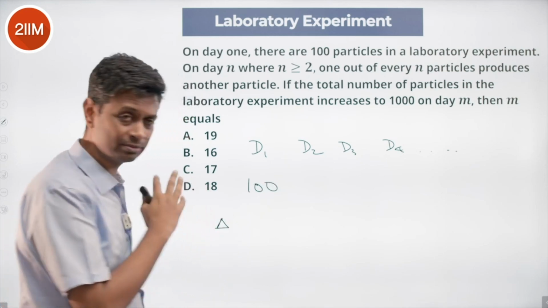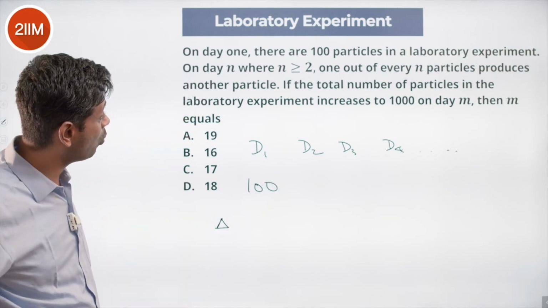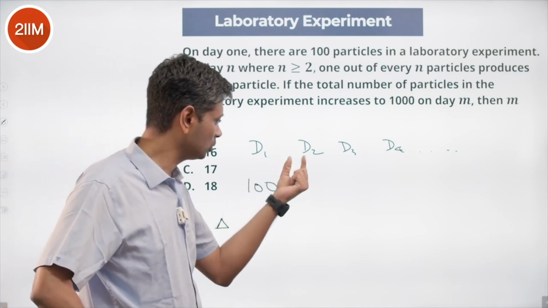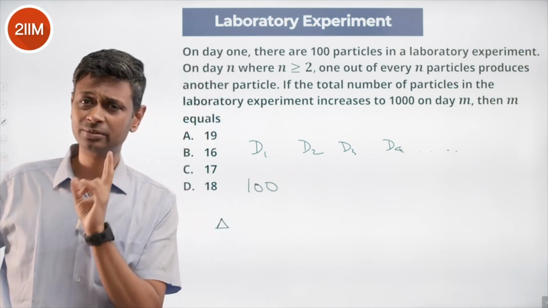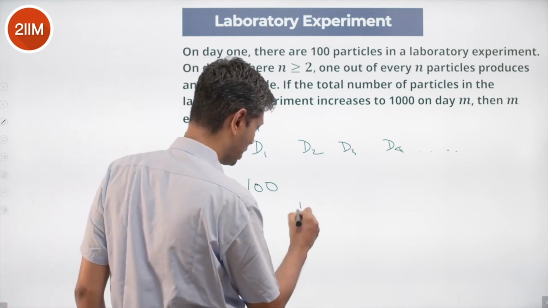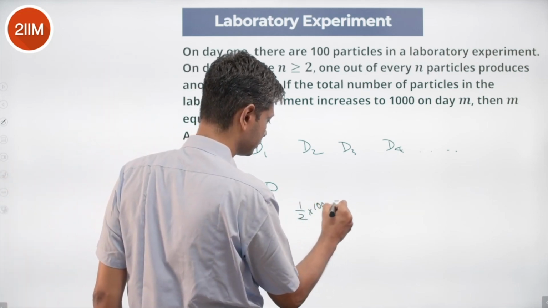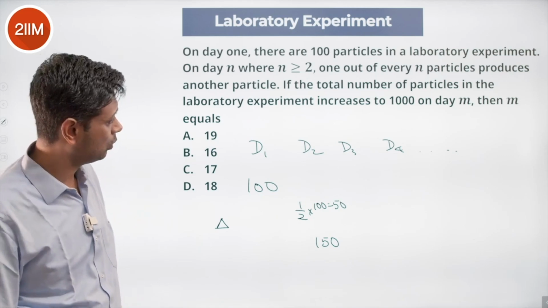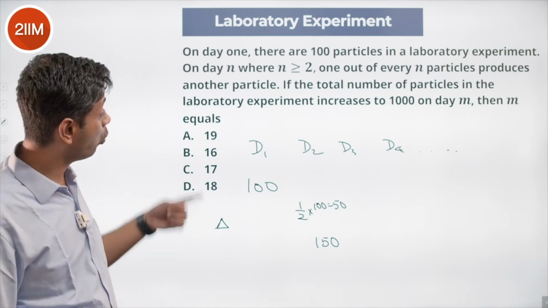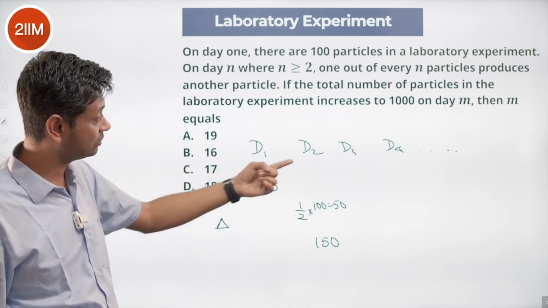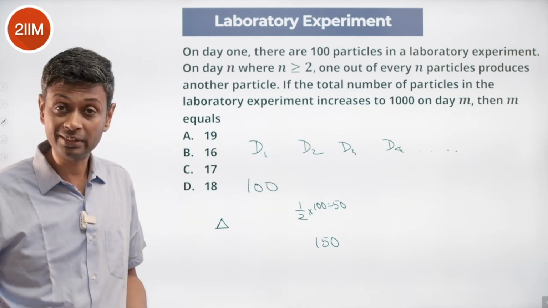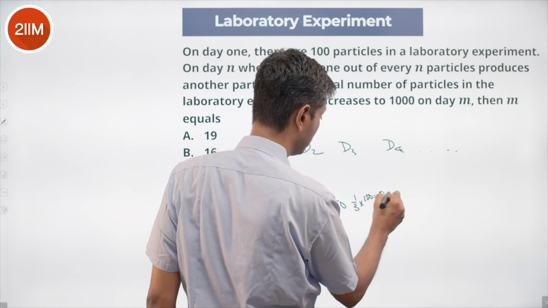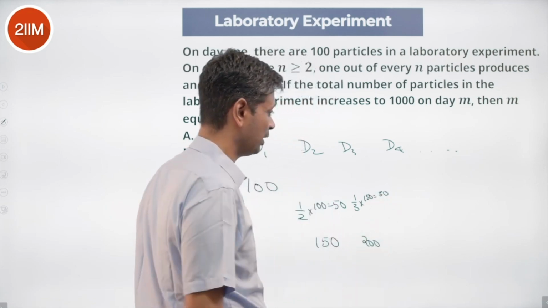What are the additions that happen? On day 2, 1 out of every 2 particles produces another particle. So on day 2, 100 to start with, half of 100 gets added. Half into 100, 50 get added. We'll have 150. Nice. What happens on day 3? We have 1 by 3, 1 by n, and n is 3, 1/3 of particles get added. What gets added? 1 by 3 into 150, which is 50. This becomes 200.